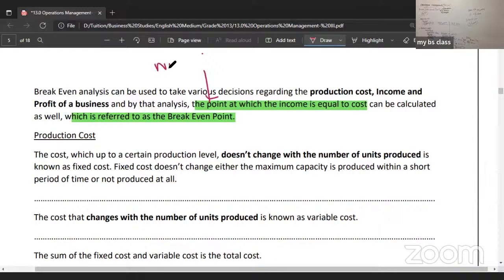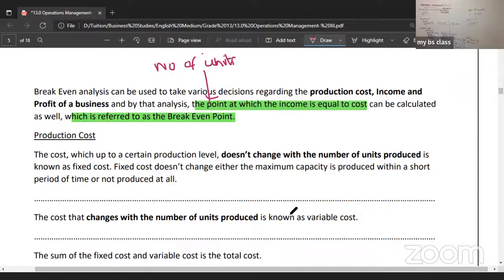Number of units, number of units. Break even point. Now in everything we discussed, there was a profit, right? That means your income is higher and expenses lower. Right? So they have passed the break even point, because that is why they have earned a profit.